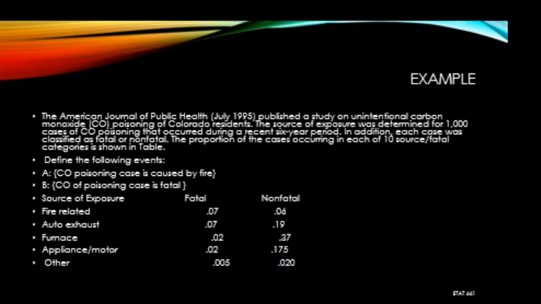In this case, our sample space is these 10 categories, depending on the source and whether it's fatal or not fatal. So fire fatal is one, non-fatal is the second category, auto exhaust fatal, auto exhaust non-fatal, and so forth. And these are the probabilities related with these simple events. Now let's define A as our first event, which is carbon monoxide poisoning case is caused by fire. There are two simple events here: caused by fire, fatal; caused by fire, non-fatal. And B is carbon monoxide poisoning case is fatal. So all these 5 here will be our event B, and these two are event A.